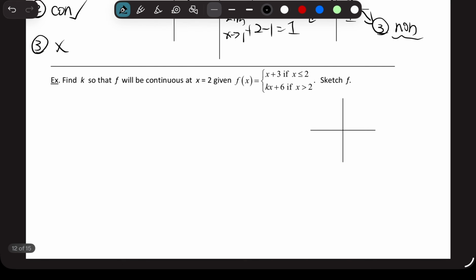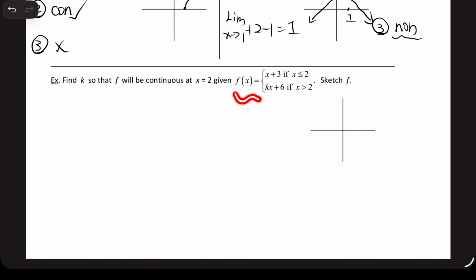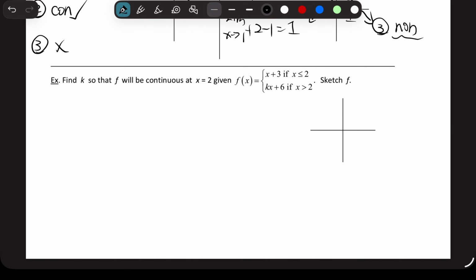This is it. We have to find k so that f will be continuous at x equals 2. What does that mean? Like I said before, it's a piecewise function, so we have to use the left limit and right limit. It is continuous, which means the left limit equals the right limit and is defined at that point, right? So we can just use the left limit. What is the left limit? x approaching 2 from the left. Since it's smaller than 2, we plug into this equation, x plus 3. This is equal to the limit as x approaches 2 from the right. What is x approaching 2 from the right?